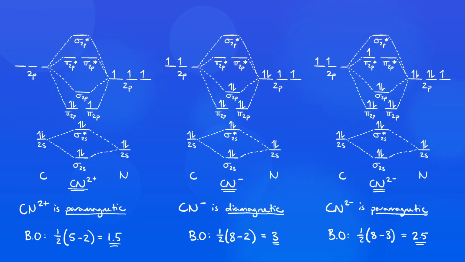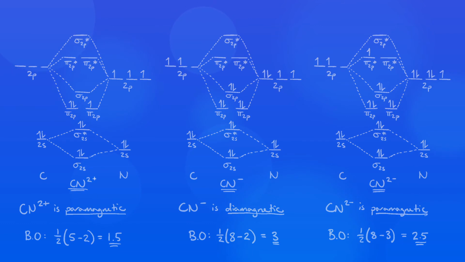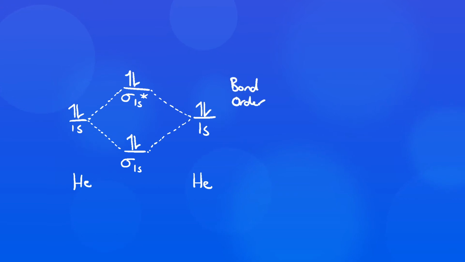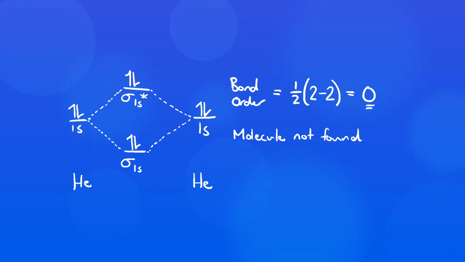Speaking of stability, there are several factors that go into making a molecule energetically stable, but the simple bond order calculation is a good first test. If you ever end up with a calculated bond order of less than 1, like this diatomic helium example, you know right away that the compound is unlikely to form in nature. The diagram clearly shows in this case that there's no net energy advantage in having two helium atoms hang out together like this.